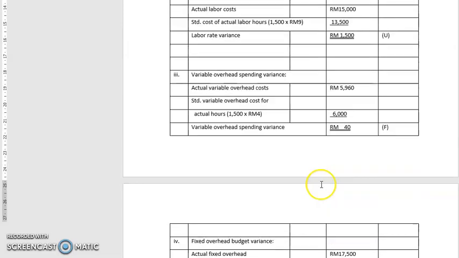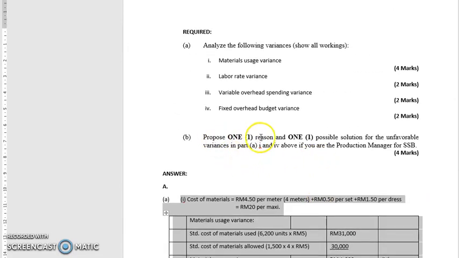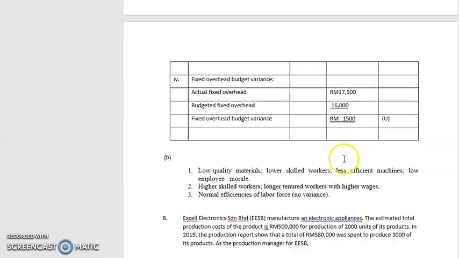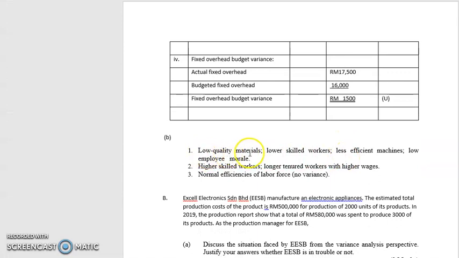So the second question is, propose one reason and one possible solution for the unfavorable variance in part A1 and 4 above if you are the production manager for the company. Okay, because of low quality materials, lower skill labor, less efficient machine, low employee morale. So high skill level, okay, longer tenured workers with higher wages. Okay, normal efficiency of labor force, so no variance.